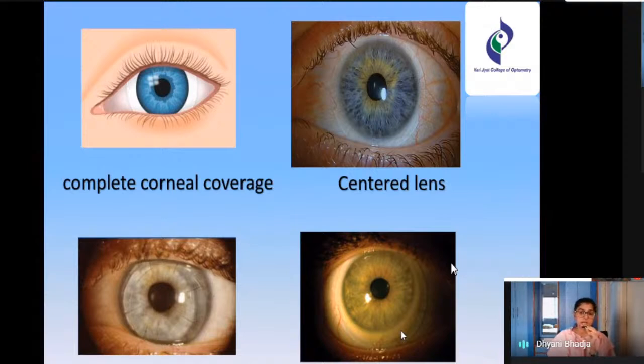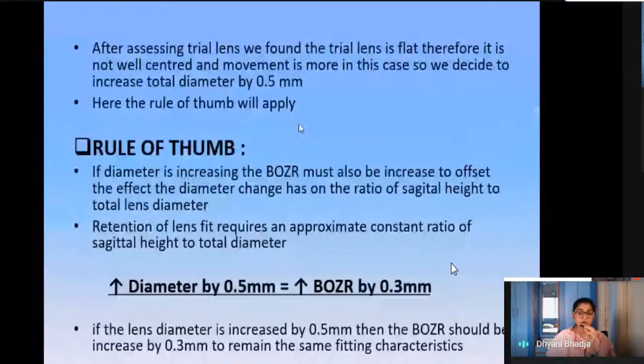After assessing the trial lens, in this case we found the trial lens is flat. It is not well-centered and movement is more. So we decide to increase the total diameter by 0.5 mm.